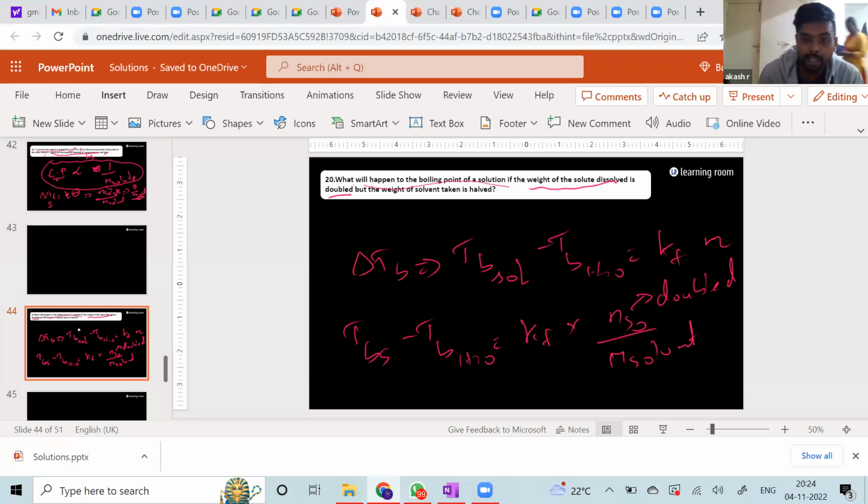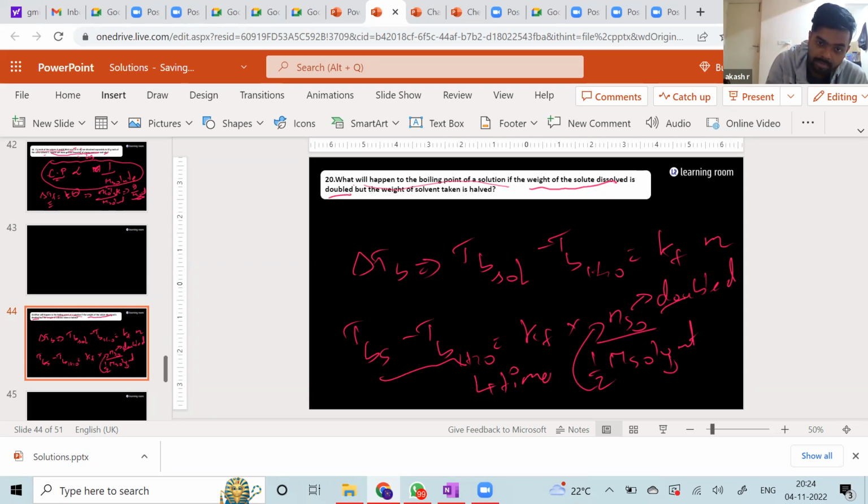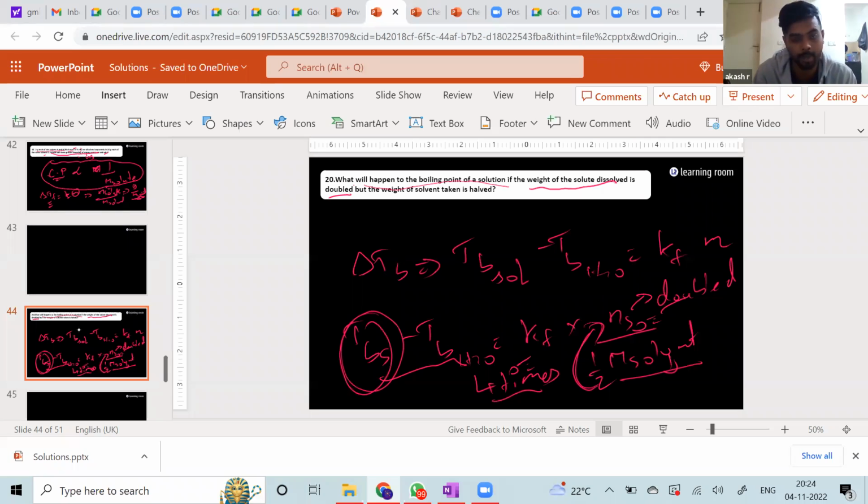And the weight of the solvent is half. Now that means this becomes 1/2. So now what is going to happen? We are doubling this and making this half. So this 2 goes up. Can I say that overall this is going to become 4 times? Because the solvent is being made half, and the solute we are doubling, so this 2 also goes up. So 2 into 2 will become 4 times. So this elevation of the solution is going to be 4 times the initial value. That is what is going to happen to the boiling point.